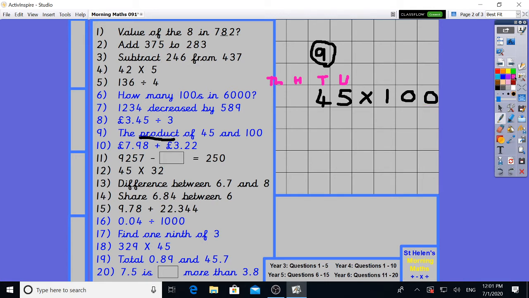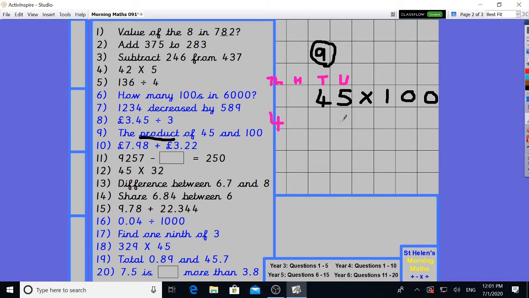So the 4, this would be the same place, so I don't put it there. This would be 1 place bigger, so I don't put it there. This would be 2 places bigger. And the 5, instead of being there, which is the same, 2 places bigger. Fill in any gaps underneath with zeros. So 45 times 100 is 4,500.